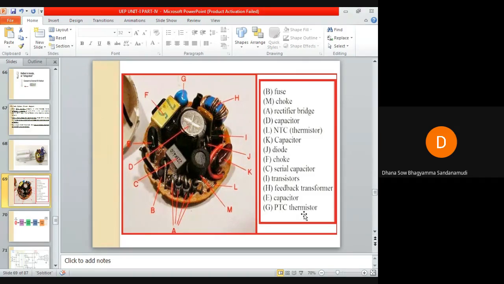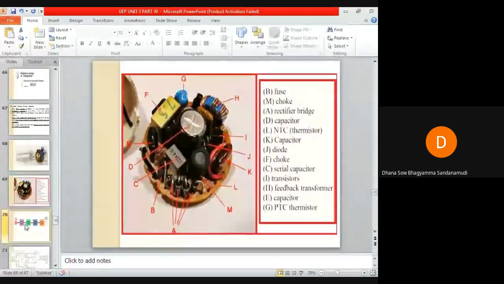Whatever components I have shown here, all of them may not be available in all the ballasts. I just got this image from the internet and am showing it to you so that you get some idea about this. That's all, nothing else. It will have a series capacitor, transistors, a feedback transformer, capacitors, diodes, choke. All these components may not be there in all the ballast circuits. This is a ballast circuit that some manufacturer has designed. That's what I'm showing you.